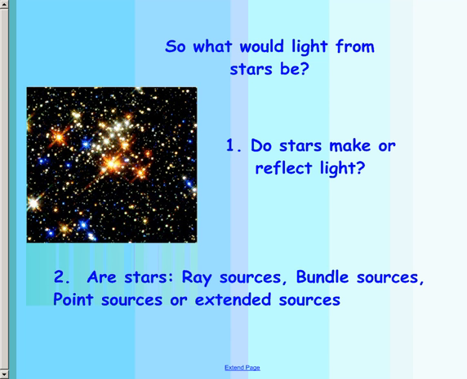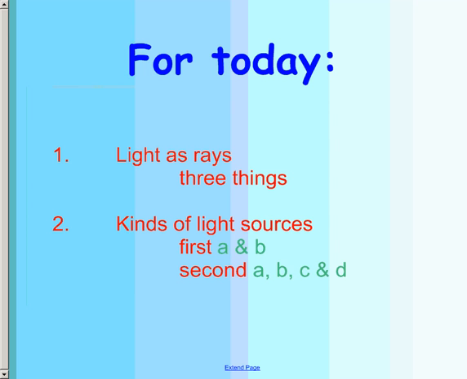Okay, so let's see. Oh my goodness. All right, so did you get that light is rays, the 3 rules that we had, and then 2 kinds of sources? The first one, making their own light or reflecting, and then the second one, the way we can divide up sources into 4 different things, the kinds of sources: point sources, etc.